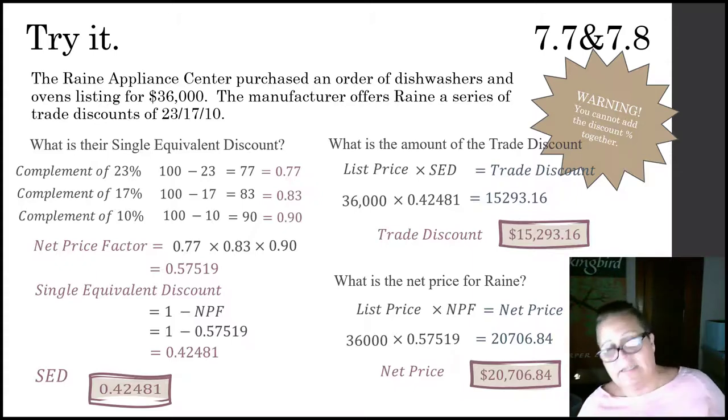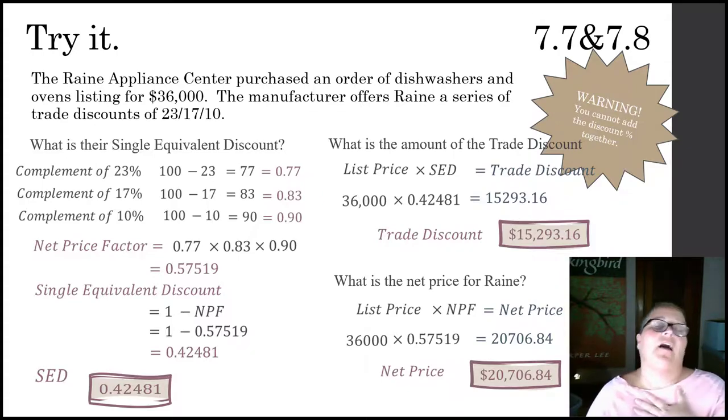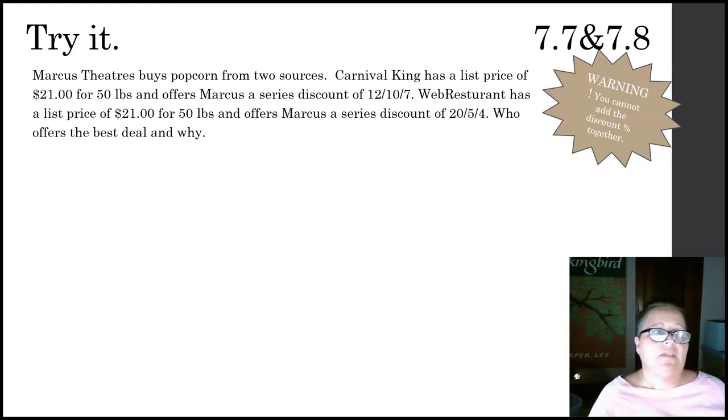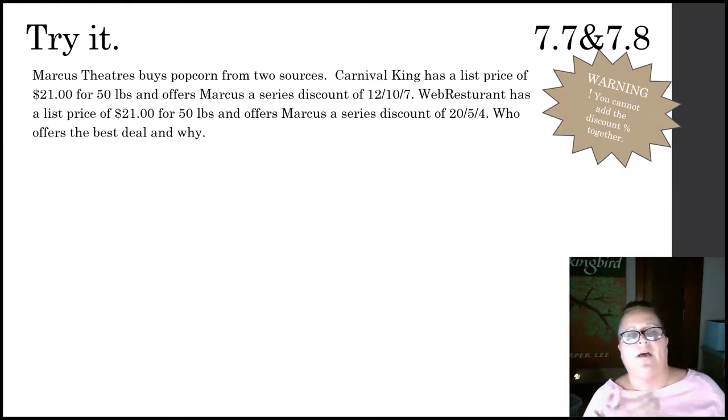All right, the last example is a comparison of value based on the single equivalent discount. So this example says Marcus Theater buys popcorn from two possible sources. Carnival King has a list price of $21 for 50 pounds, and they've offered Marcus a series discount of 12, 10, and 7. So they're going to give them 12% off the initial price, then 10% off of that, and 7% off of that.